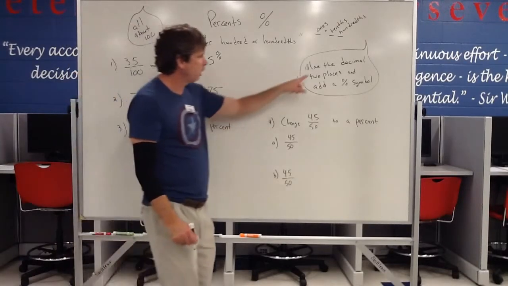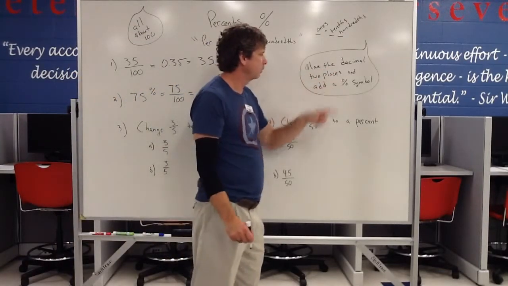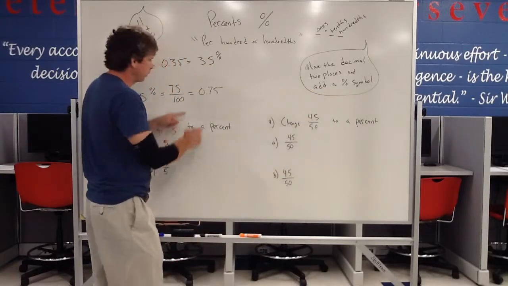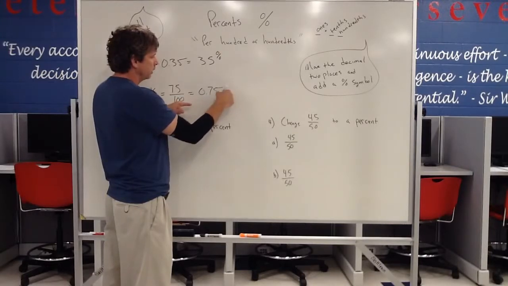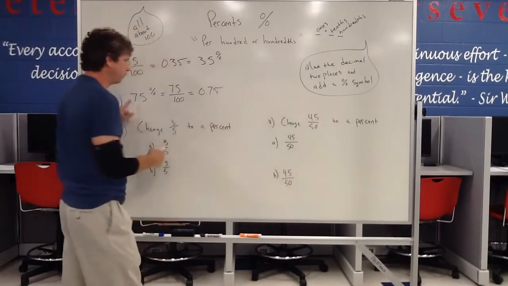We also learned that all you really got to do is move the decimal 2 places and add the percent symbol. So like here, if I give you 0.75, if I move the decimal 2 places to the right, stick on a percent symbol, that puts me back to a percent notation.